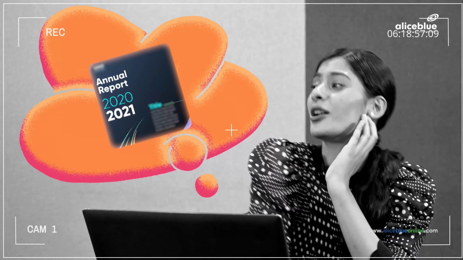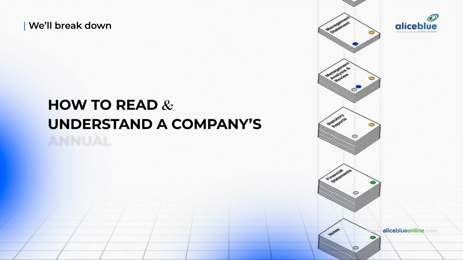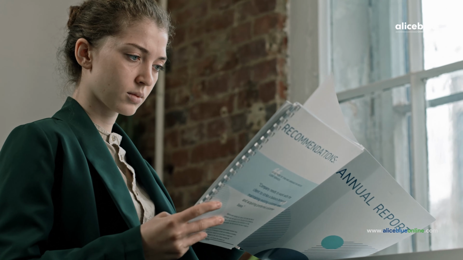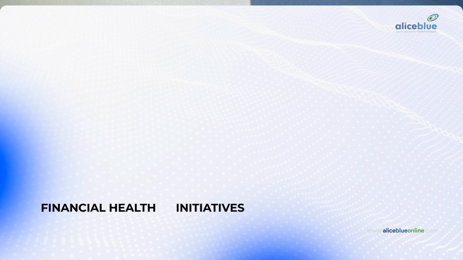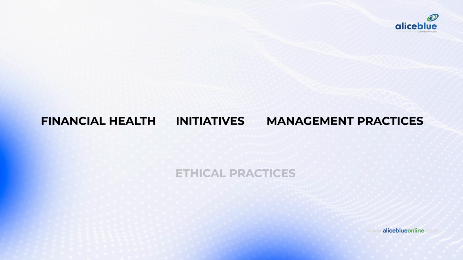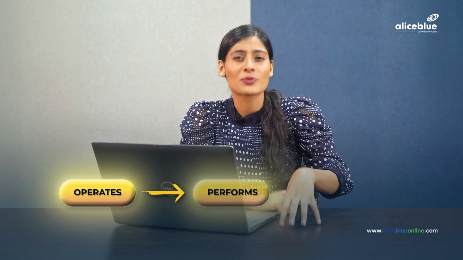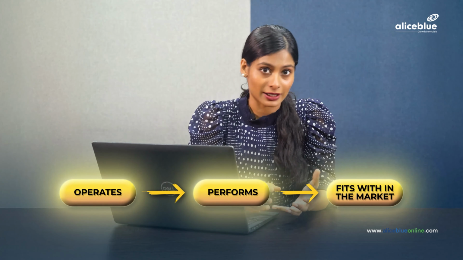If you've ever looked at an annual report and thought, where do I even start? Then you're not alone. In this video, we'll break down how to read and understand a company's annual report without getting overwhelmed or lost. An annual report tells you about a company's financial health, their initiatives, management practices, and ethical practices. Or in simple terms, it helps you understand how a company operates, performs, and where it fits within the market.